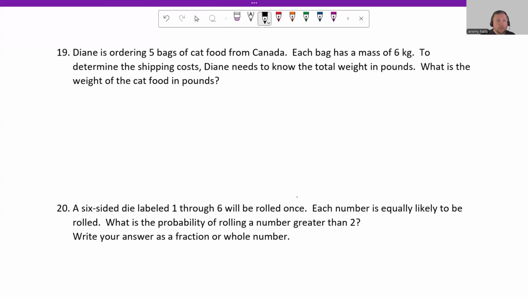Diane is ordering 5 bags of cat food from Canada. Each bag has a mass of 6 grams. To determine shipping costs, Diane needs to know the total weight in pounds. What is the weight of the cat food in pounds?